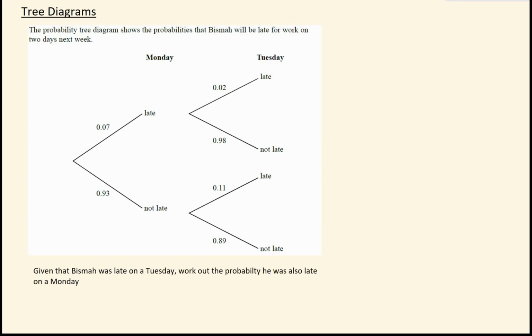So, another tree diagram we can see is about someone being late for work on 2 days next week. We're then told something slightly interesting here. We are told that Bismarck was late on a Tuesday. That means we know we're either down this branch or down this branch. So the only 2 branches where he's late on a Tuesday. We want to work out the probability that he was also late on a Monday.